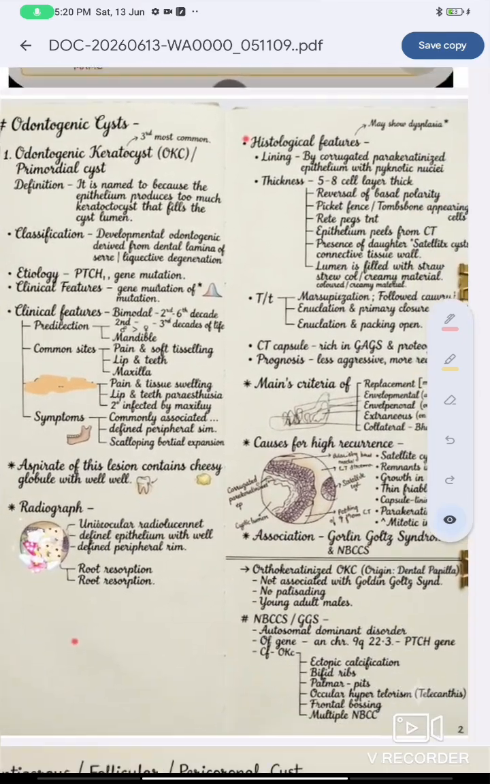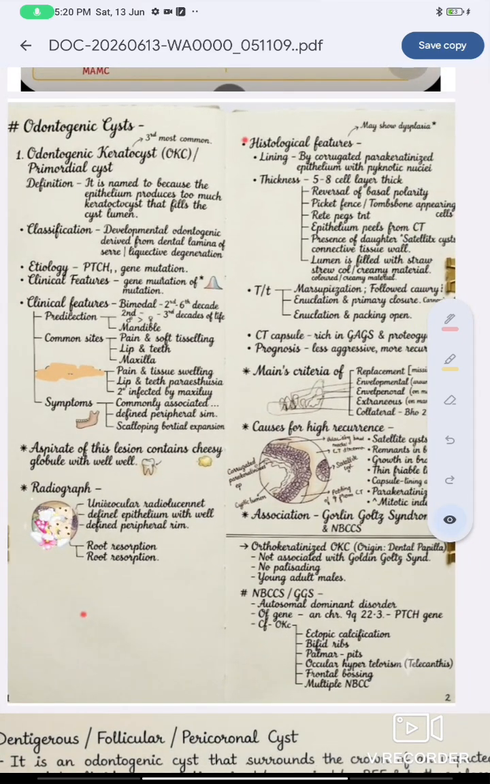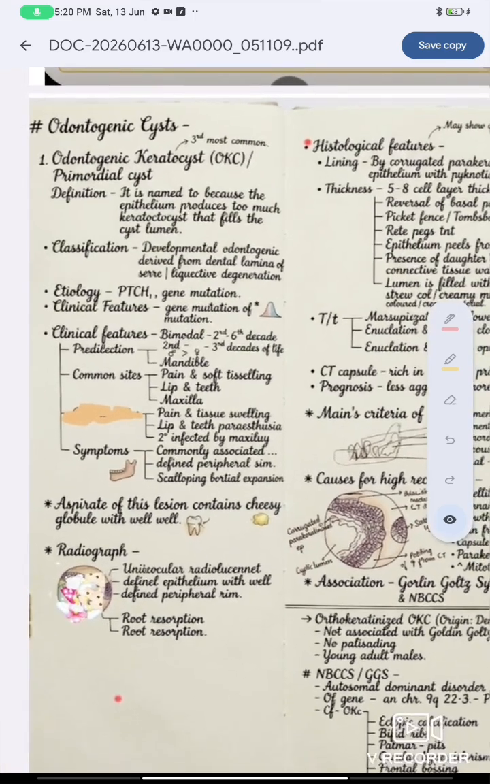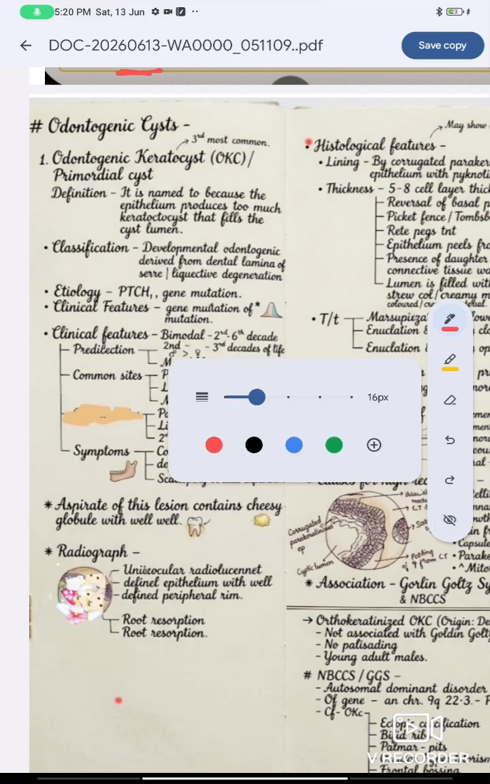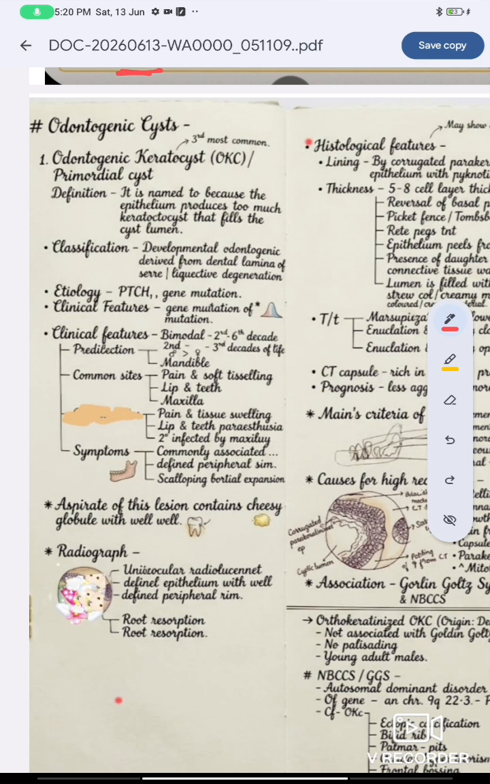Now, coming to the odontogenic cysts, let us begin with the most recurrent, that is the OKC, odontogenic keratocyst or OKC. It is also known as primordial cyst. Now, it is named so because the epithelium forms too much keratin that fills the entire cystic lumen.